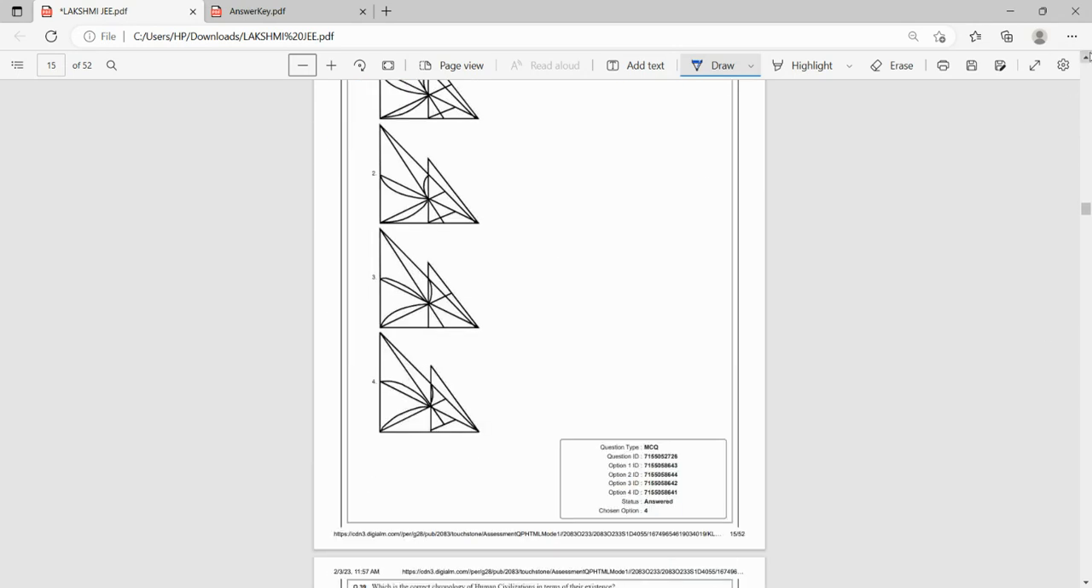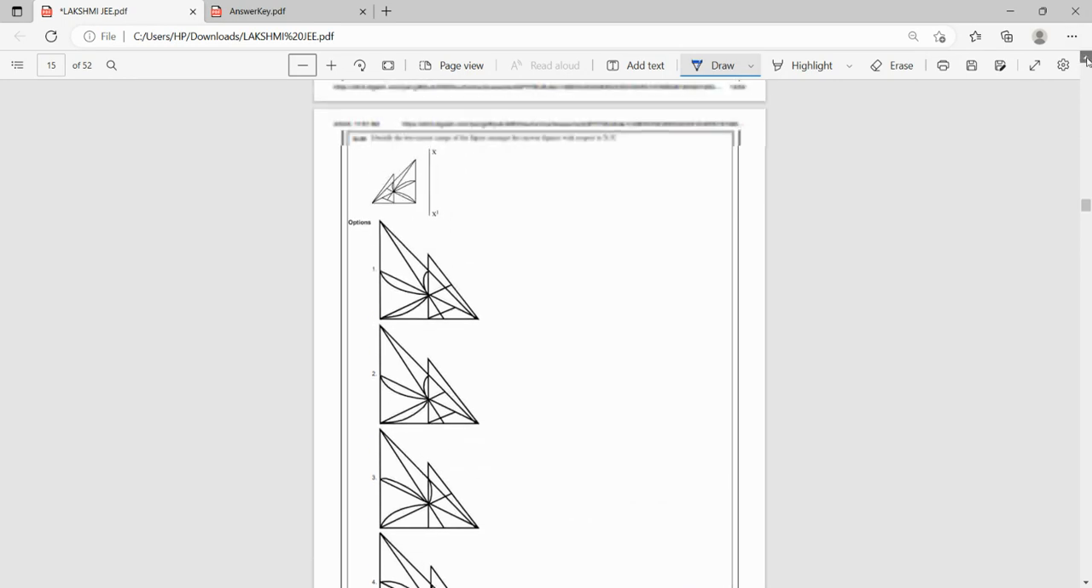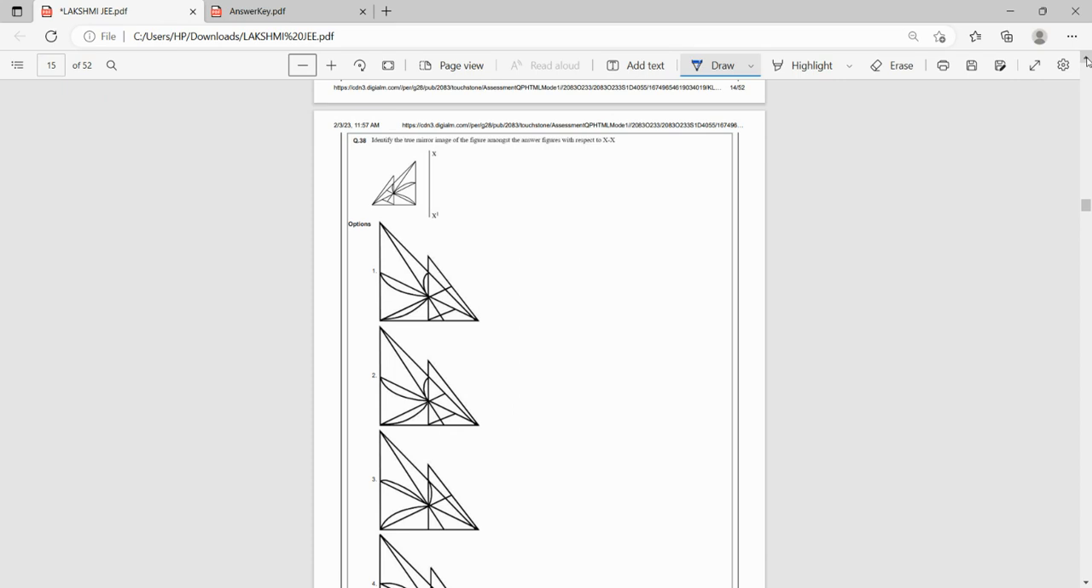Then these all things we have to check. Identify the true mirror image of the figure arranged among the figures. Okay. So we have to think which is suitable for this particular figure. Which mirror image is suitable? That is what we have to focus.